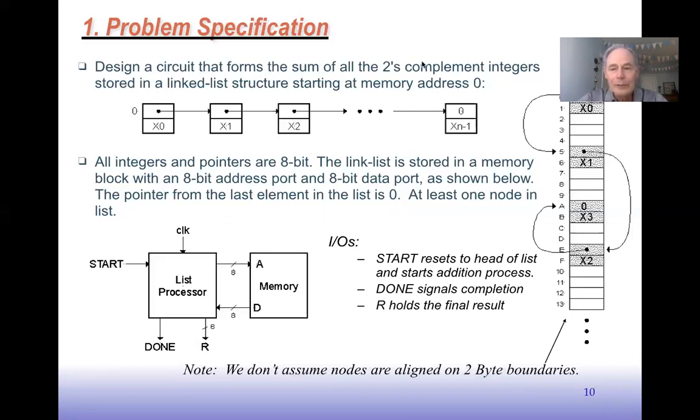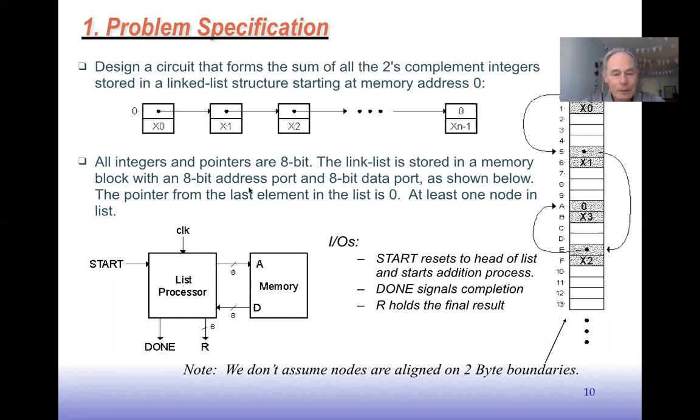For our example here, to keep things simple, we're going to assume that all the integers and the pointers are 8 bits. Right? So 1 byte wide. So the linked list is stored in a memory block that has an 8-bit address port and an 8-bit data port. Right? So this is a relatively small memory. An 8-bit address port means we can only have 256 locations, but I just want to keep things simple for now. We'll assume that there is at least 1 node in our list, just to keep the hardware simpler, right?